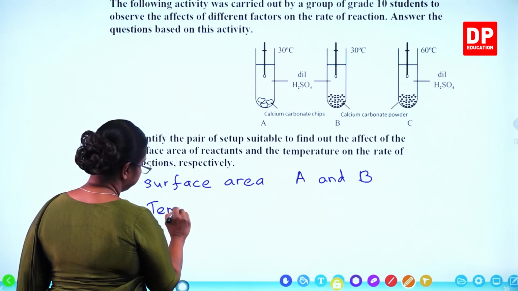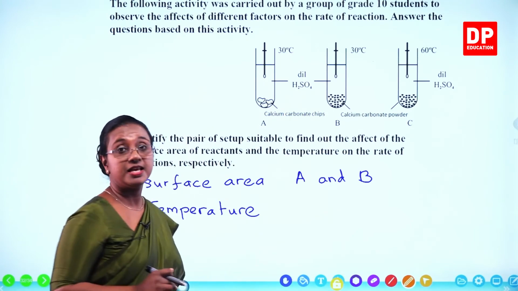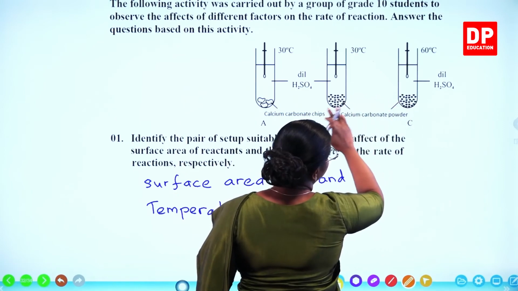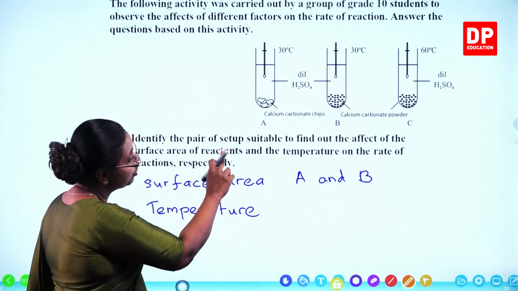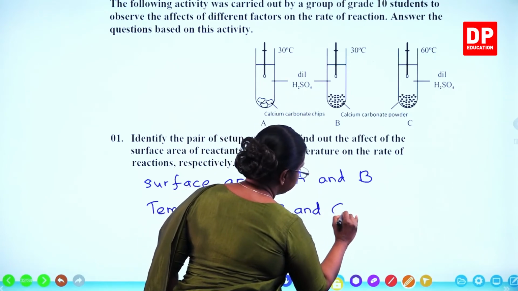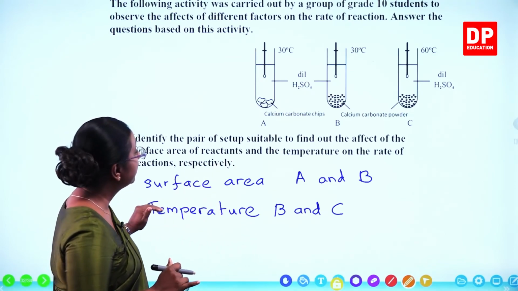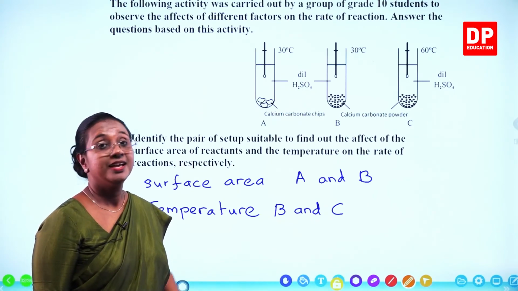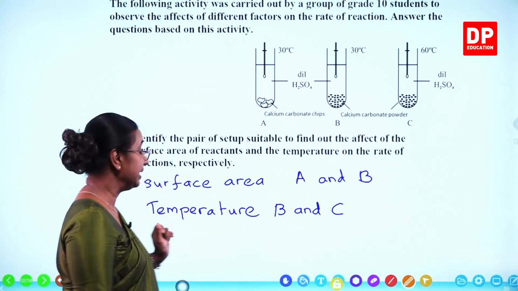Then for temperature, then of course surface area should be the same. This is calcium carbonate chips. Both these are calcium carbonate powder. Temperature 30 degrees and 60 degrees. So they should be B and C. So that is how you identify the pair of test tubes that can be used to observe the effect of these two factors. Is that clear, students? So then we'll move on to the next slide.